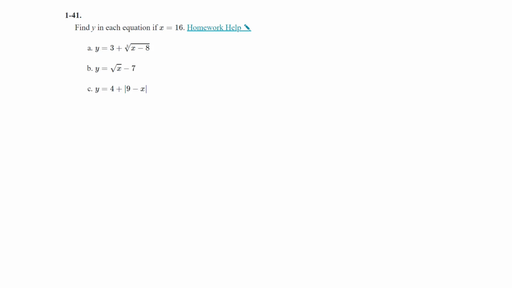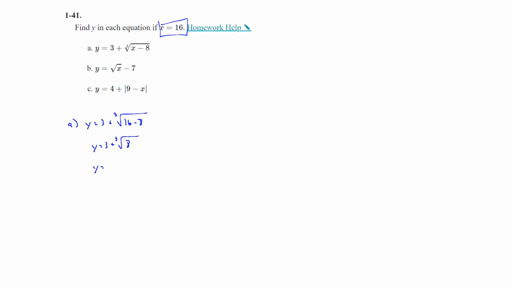Find y in each equation if x is equal to 16. Alright, so on part A we have y equals 3 plus the cube root of x minus 8, but x is going to be equal to 16 in all these problems, so 16 minus 8. And then we can simplify. 16 minus 8 is 8.